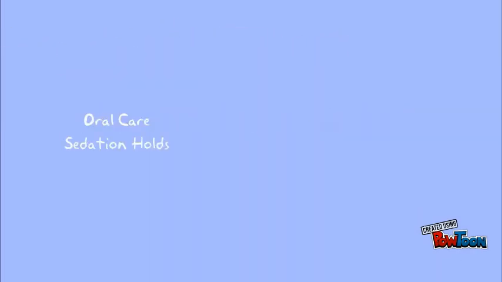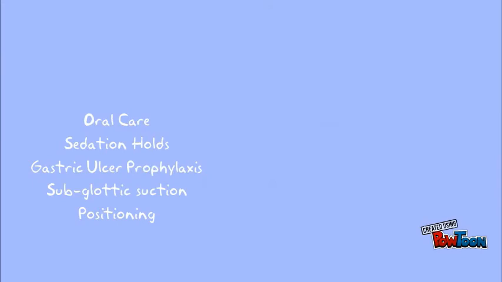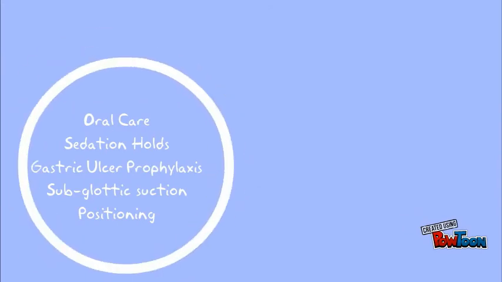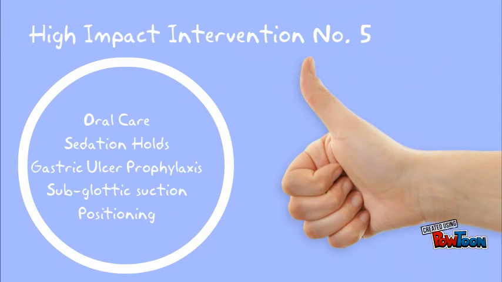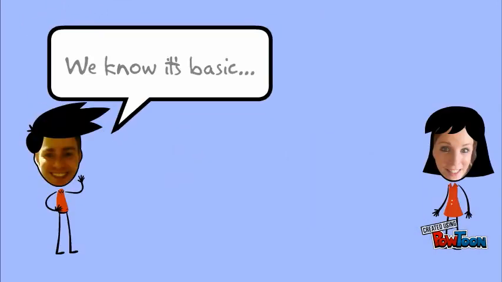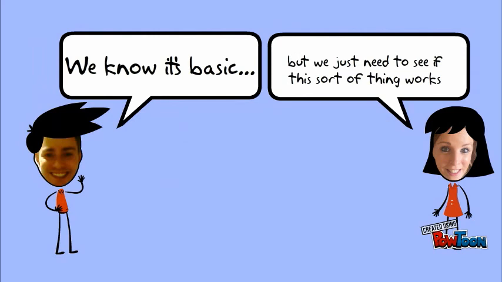However, several simple measures put together in a bundle, the high impact intervention number 5, have been shown to have an impact. Over the next few weeks, we will simply revise a few of these key principles.